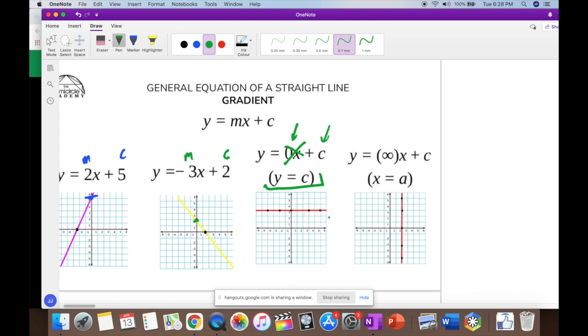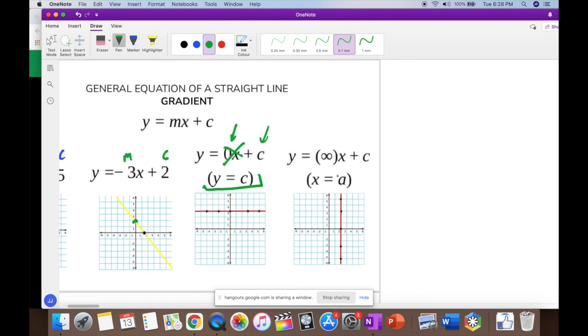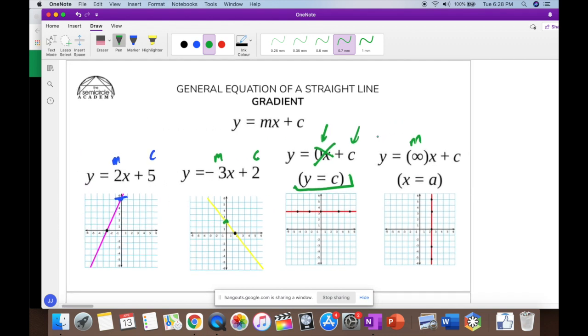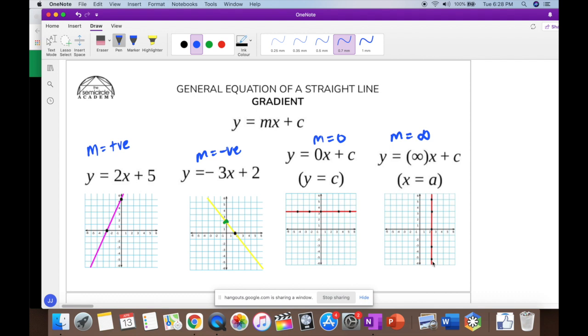Right? And with a vertical line, and this one is a little hard to imagine, right? But just know that the gradient of a vertical line is actually infinity. Yeah? So I want you guys to actually make a note of these 4 different types of gradients and tell me when you're done. Yeah? You have the positive gradient, so m here is positive. You have m here being negative. You have m here being 0, so it's flat. And then you have m here being infinity, so it's actually vertical. And only a perfectly vertical line would be infinity.